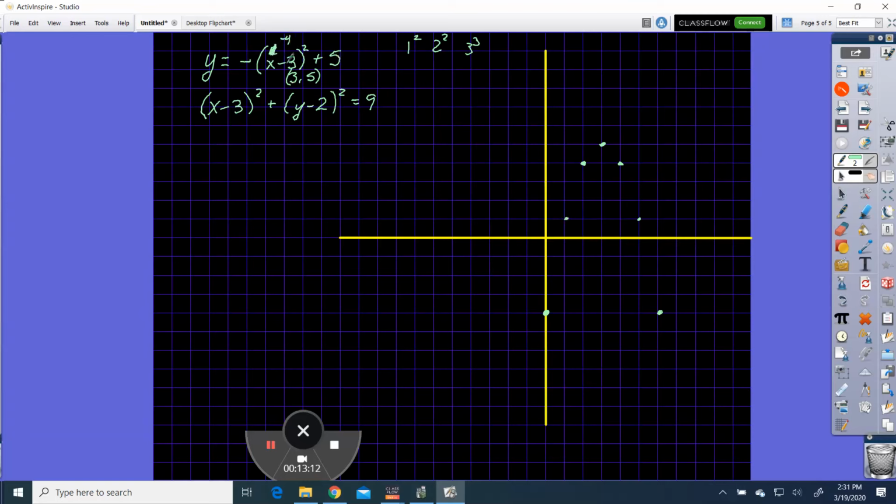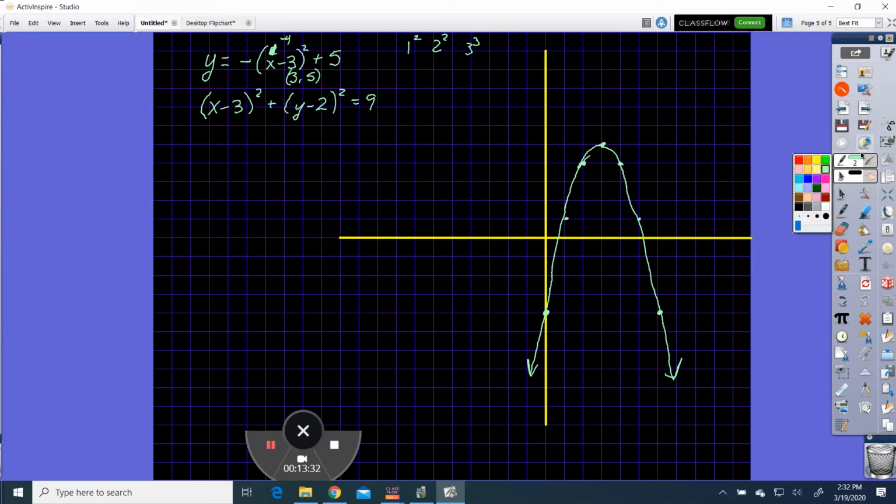Plug 0 in. 3 squared is 9. Put a negative with it. It's negative 9 plus 5 is negative 4, so there's that one. And it's symmetrical. So anyways, you can do it without a calculator. You can also type it in the calculator and get these same points.